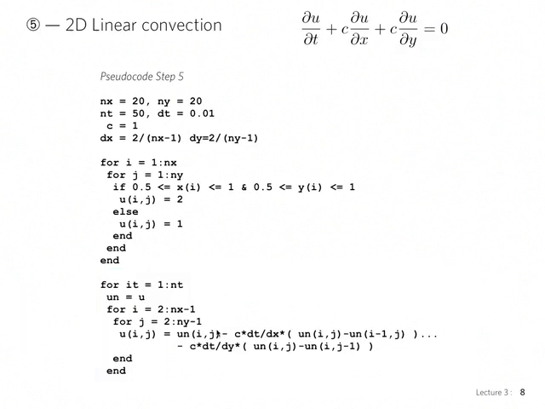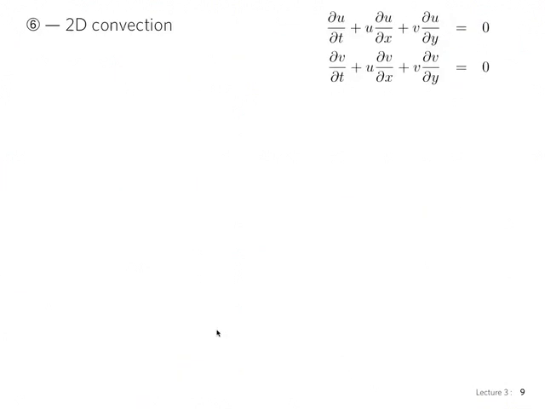Okay. So now 2D convection. The only difference with the previous case is that we don't have a constant velocity. Now we have a velocity, which is u comma v, a vector velocity in 2D space. So now we have two differential equations. So we have a system of differential equations, and we have to write two finite difference formulas.